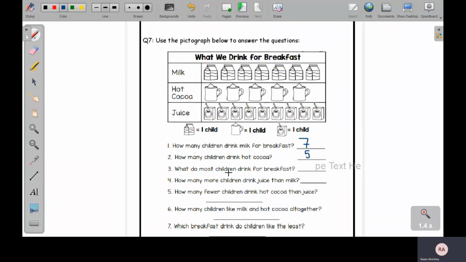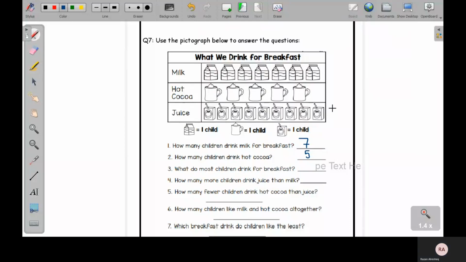3, what do most children drink for breakfast? Here we want to know for breakfast, what do people here drink the most? The kids, what do they drink? Here I know that I have for milk, I have 7. Hot cocoa was 5. Let's look at the juice. So I have 1, 2, 3, 4, 5, 6, 7, 8, 9. So here, guys, I have 9.